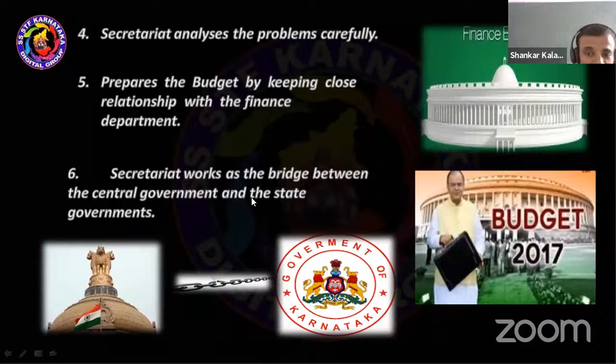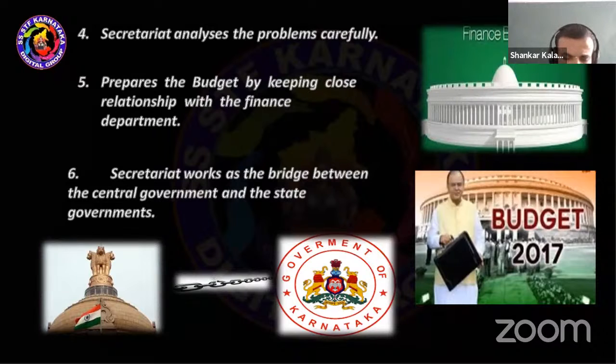Secretariat works as the bridge between the central government and the state government. If any state government wants to take help from the central government, they have to approach the ministers, and this secretariat also approaches the ministers to get financial support or any other support. This secretariat works as a link or bridge between the central government and the state government.